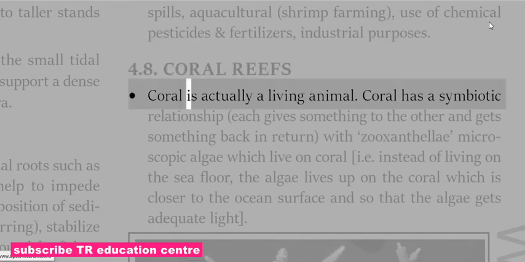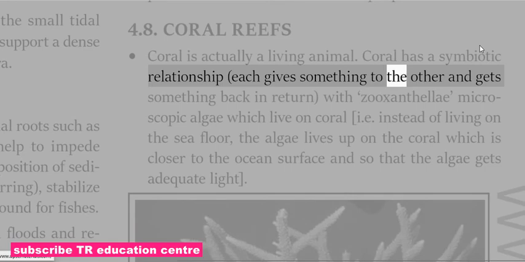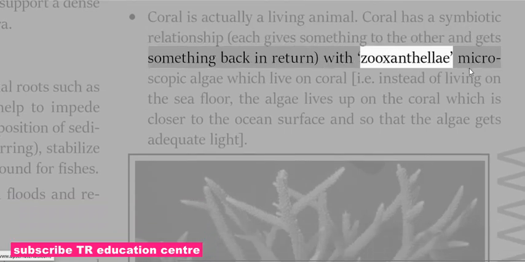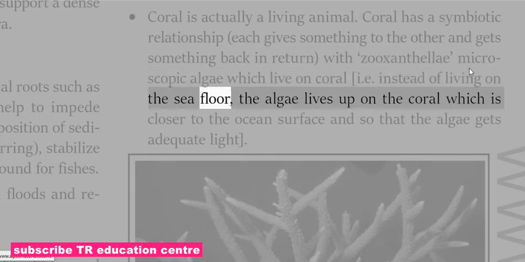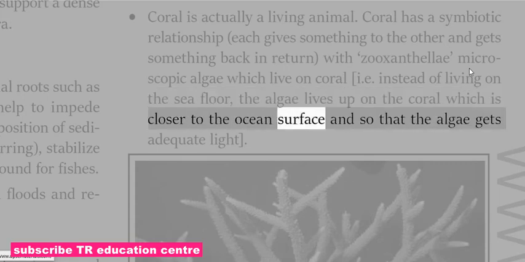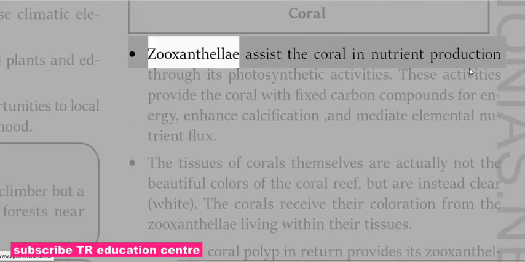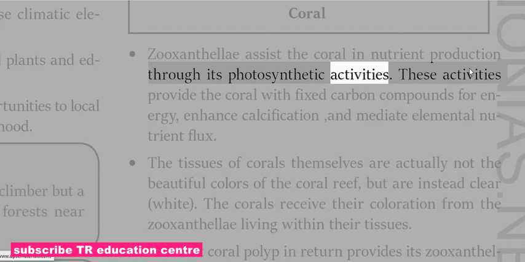4.8 Coral reefs. Coral is actually a living animal. Coral has a symbiotic relationship, each gives something to the other and gets something back in return, with zooxanthellae, microscopic algae which live on coral, instead of living on the sea floor. The algae lives on the coral which is closer to the ocean surface so that the algae gets adequate light. Zooxanthellae assist the coral in nutrient production through its photosynthetic activities.